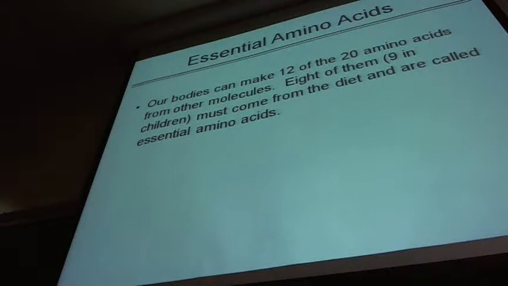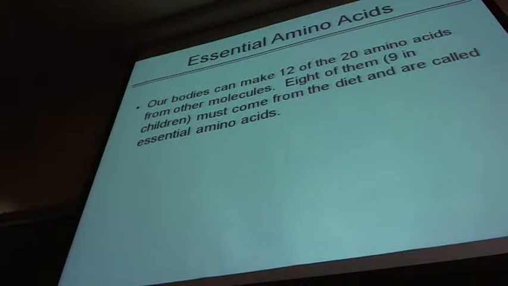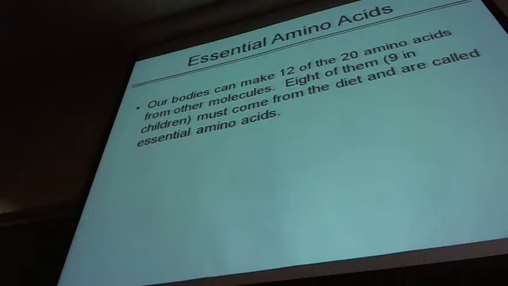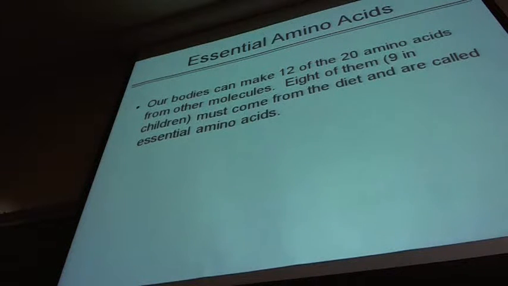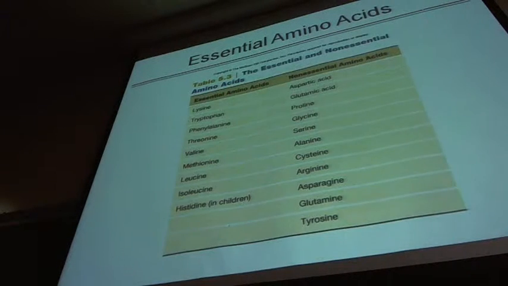Essential amino acids. Bodies can make 12 of the 20. 9 in children. I'm not sure what the 9th is. I'll find out. But you've got to have those in the diet. You've got to take them in. Histidine in children. This is a table out of your book.